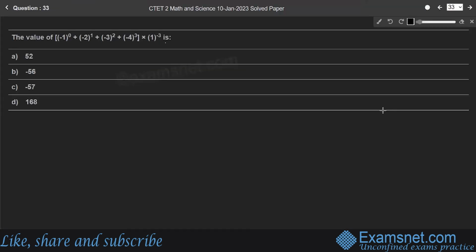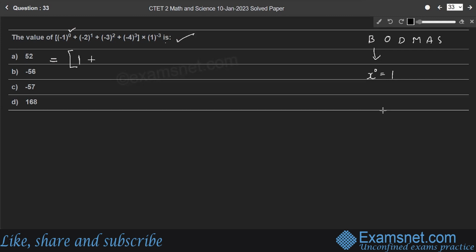Question 33. The value of the given expression is. So students, in order to solve this, we follow the BODMAS rule, according to which we first remove the brackets. So the given expression is equal to. In order to remove the square bracket, we have to solve the part inside the bracket. So here, minus 1 raised to 0. We know that any number, for example x raised to 0, is always 1. Any number when its power is 0 is equal to 1. Therefore, minus 1 raised to 0 is also 1.